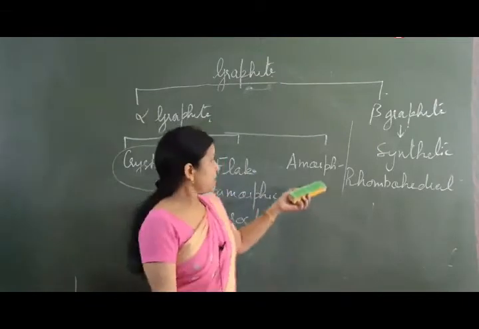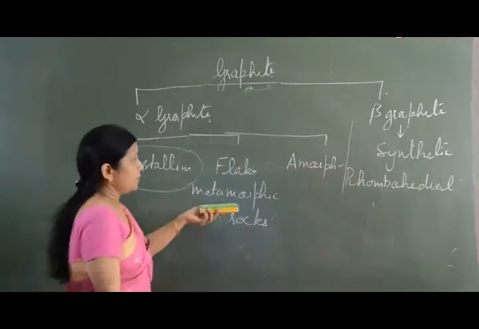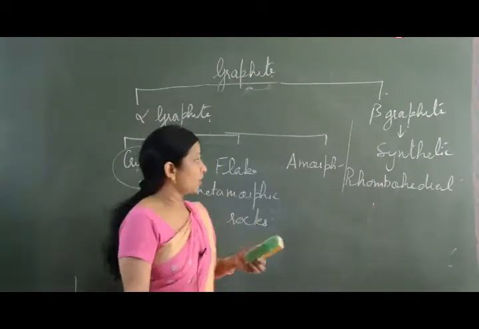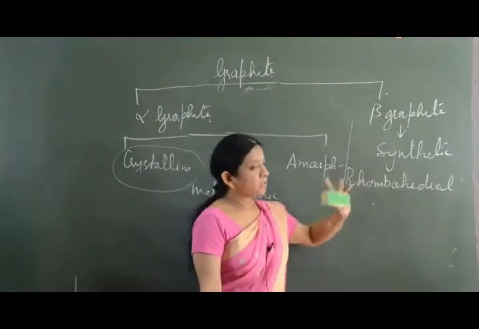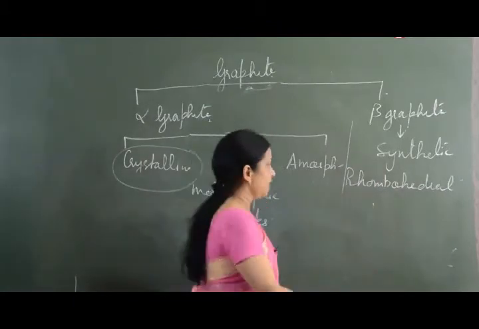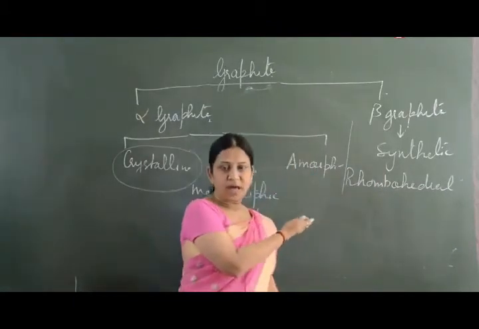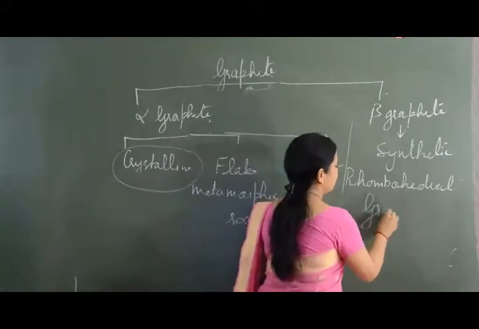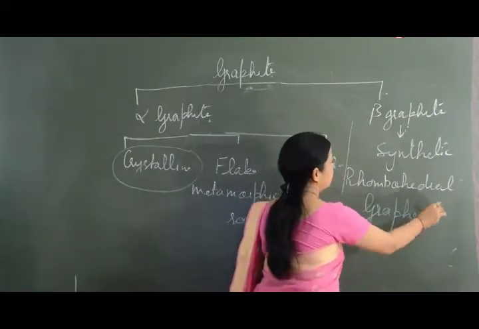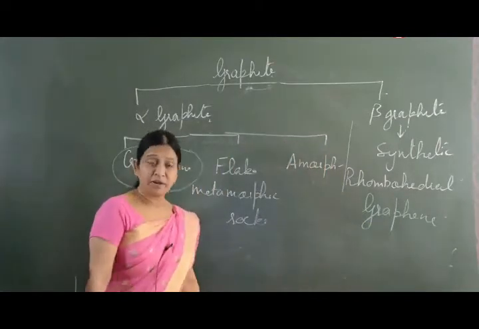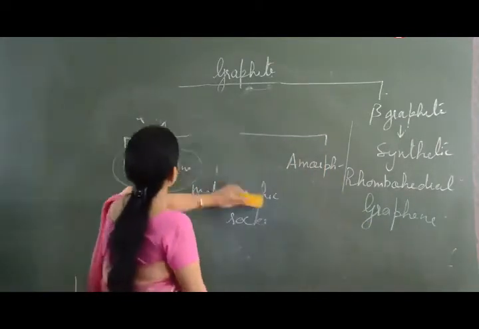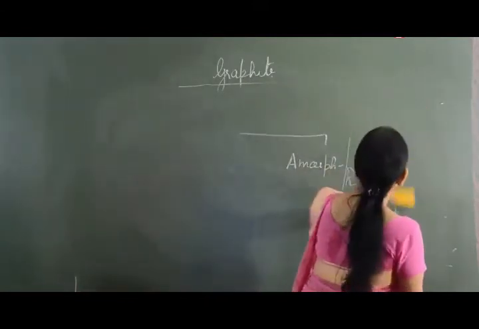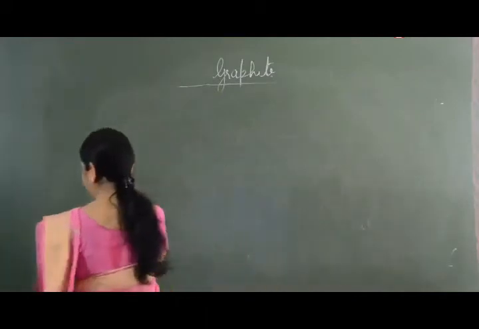Flake is obtained from metamorphic rocks. Then if we come to synthetic graphite, which is beta graphite, the arrangement, as I have already said, is rhombohedral. The example is graphene. This is the example of beta graphite. So this is the classification of graphite. Then we talk about the applications of graphite.